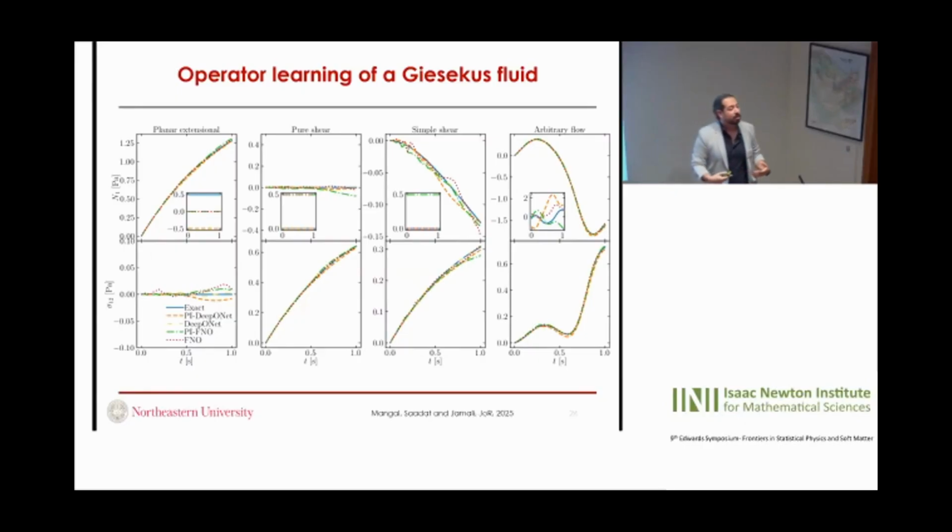So these neural operators, when trained on enough data, are really, really powerful in predicting the behavior for unobserved protocols. Okay. So now where are we going with this? This was published earlier this year in the Journal of Rheology. Now onto some unpublished data that I'm really excited about.